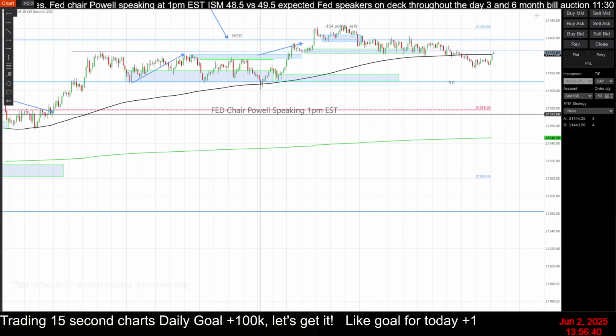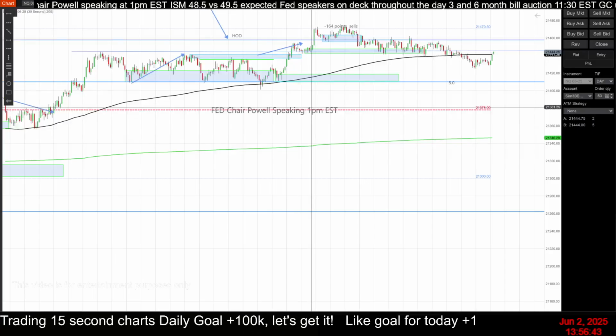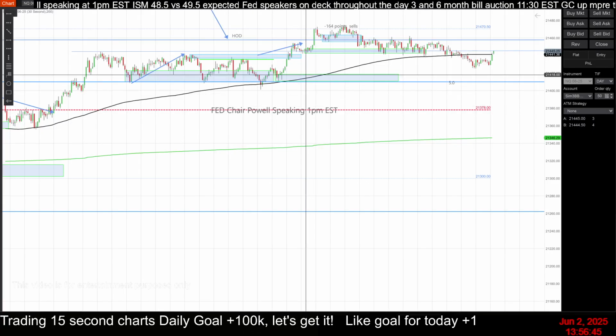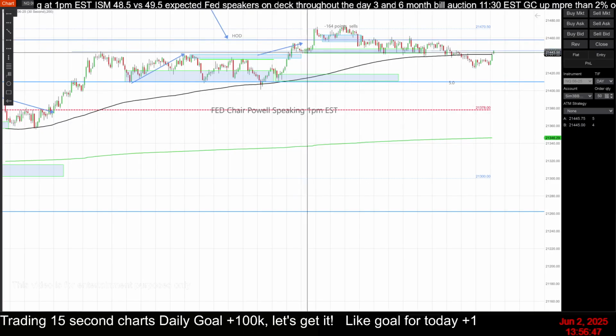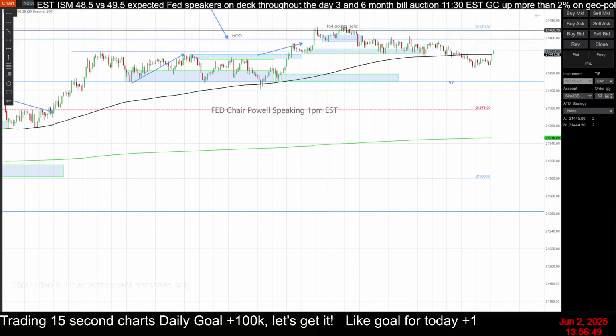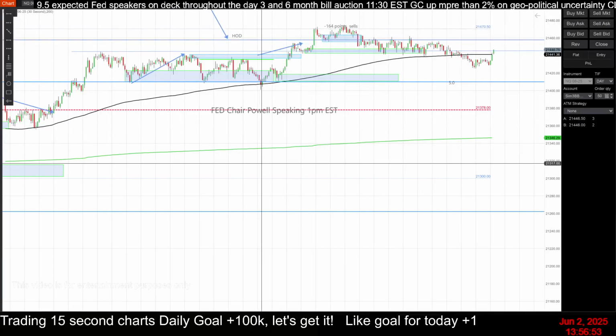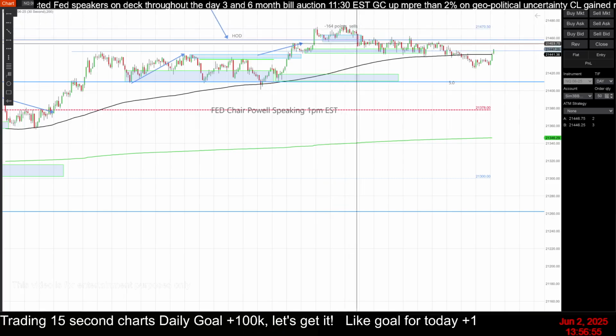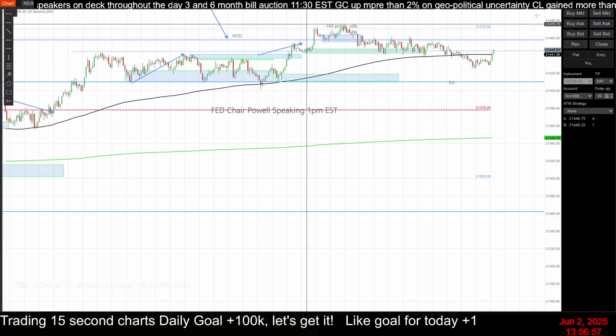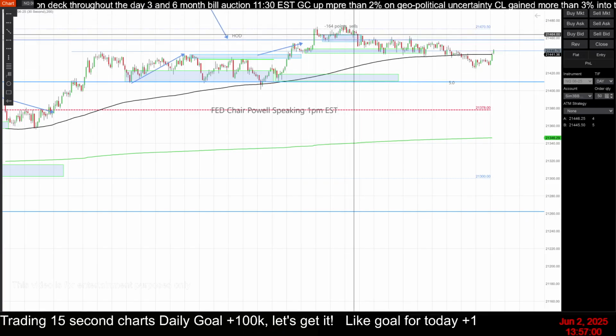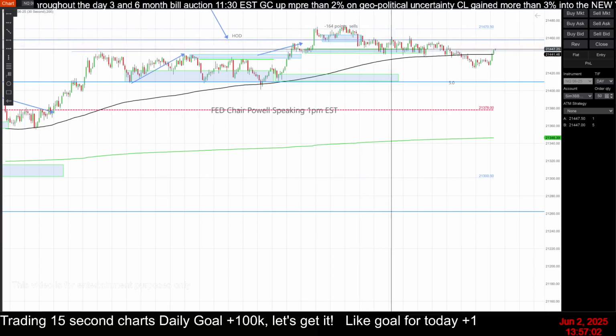Had Fed Chair Powell speaking at about 1 p.m. Eastern Standard Time, so just around here. Had a breakout just before Fed Chair Powell came on. Had price go into these 473s. Previously, a couple of days ago, we had 164 points of pullback out of that level, so it wasn't too surprising when we got into this level that we did see selling come back into the market.